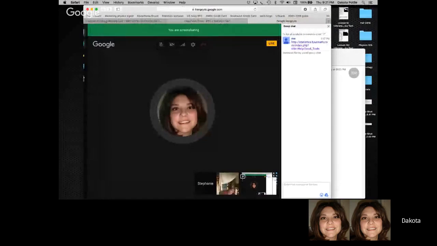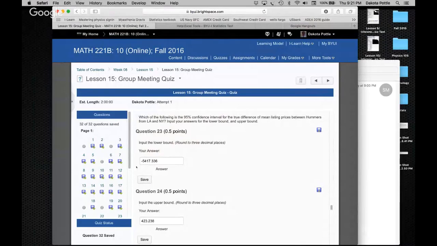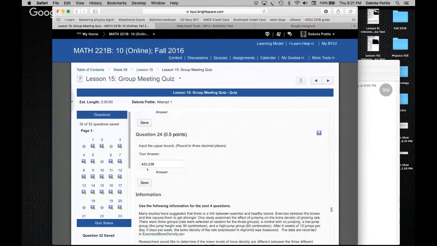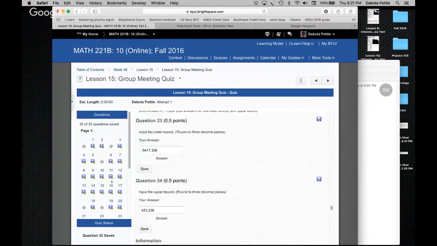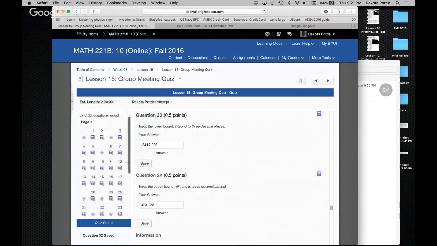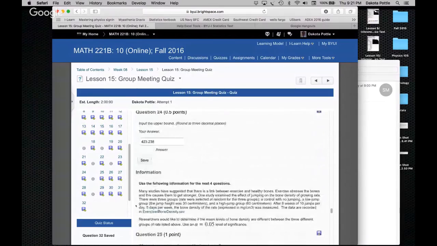Okay, so I don't have my screen. Can you tell me what the lower bound was again? Yeah, the lower bound was negative 5417.336. And the upper bound was 423.238. I'll just post it, maybe it might still let me post the second one. We got the first part showing. Okay, so then I didn't get to any of the rest of the questions.